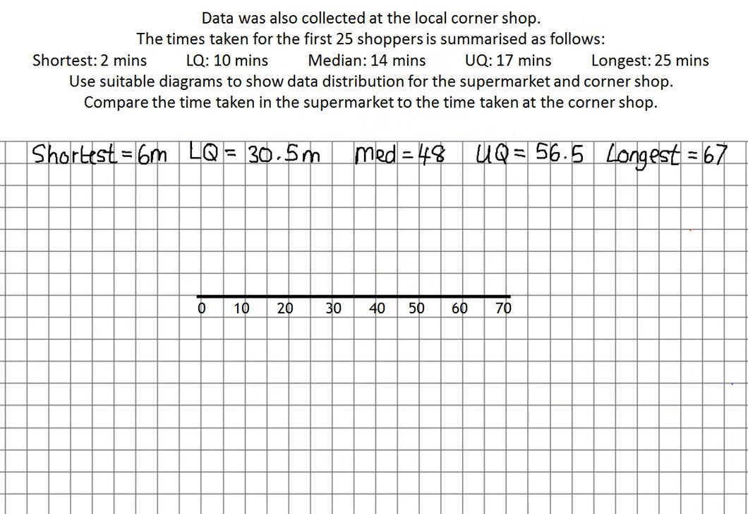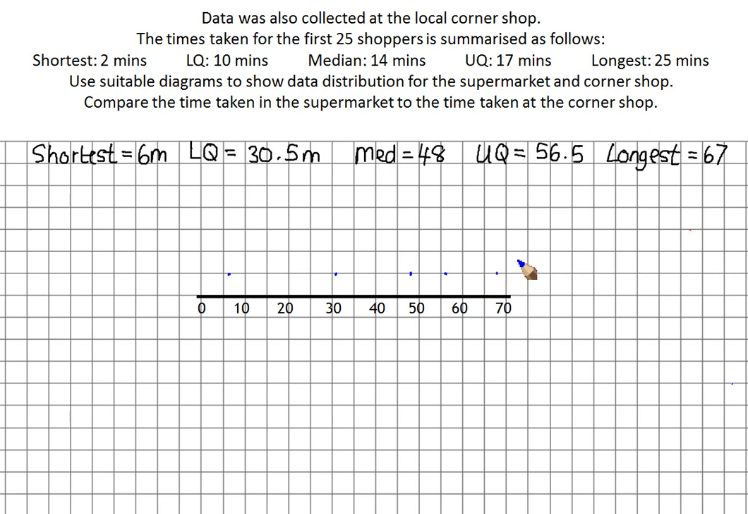So we're back again at our original data. This is what we just worked out, the times for the supermarket. So we'll start by putting the supermarket times on our box plot. So the shortest is going to be at 6. Lower quartile is going to be at 30.5, so very, very close to 30. Median's at 48. The upper quartile is at 56.5, and the longest is at 67.